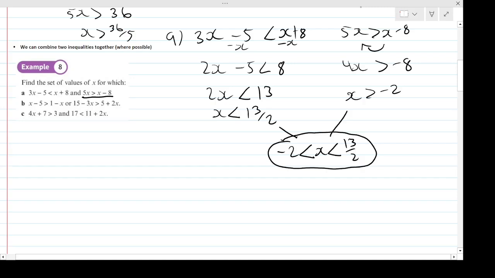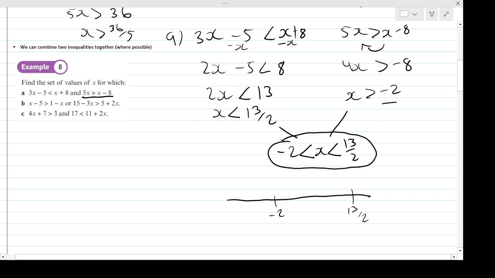There we are. Alternatively, you can. This is where the number line stuff will help us. If you are really struggling to visualize how to combine two inequalities, well, you can draw them both on the number line, right? So, firstly, our values are -2 and 13/2, which should be about there.